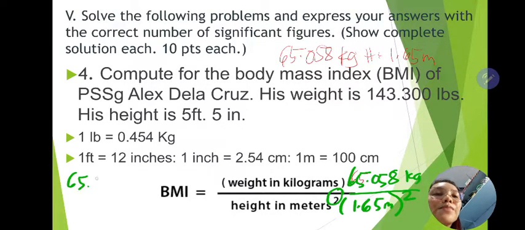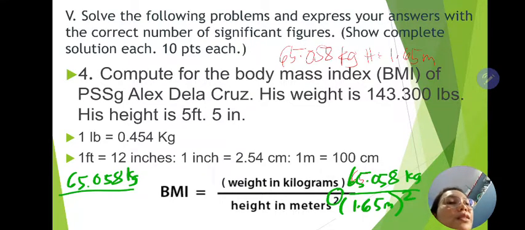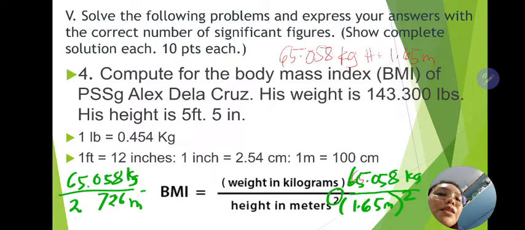So, 65.058 kilograms divided by what is 1.65 squared? It's 2.726, rounding off to 3 decimals, meters squared.